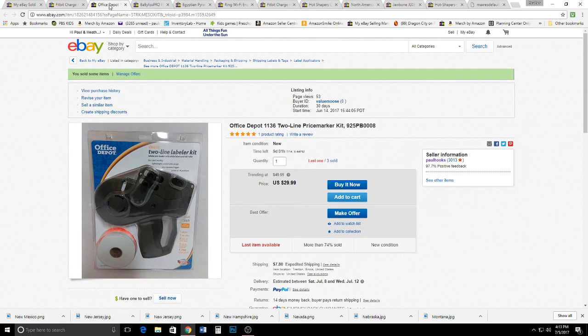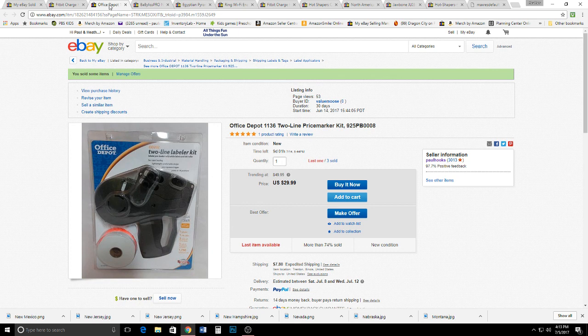The next thing, I had multiple ones of these. This is actually an Office Depot 2-line price marker kit. It's a thing that you usually see Walmart employees use for pricing things. It says $29.99, and I actually sold two of these in this sale, which means I brought in $59.98. I paid in fees about $12. And so eBay gave me $48.